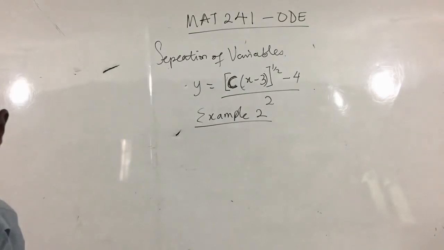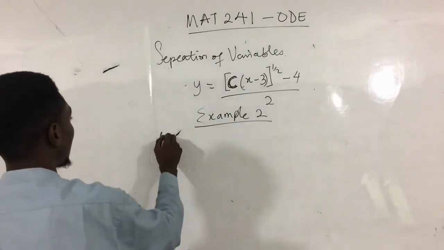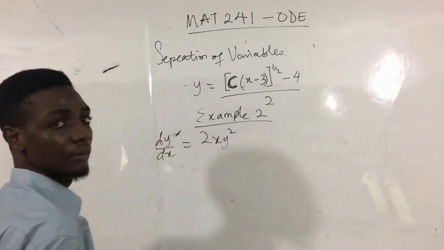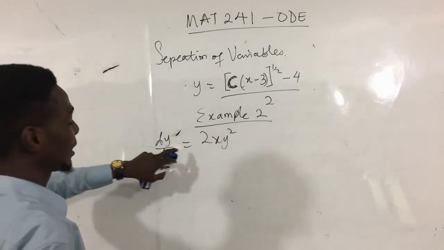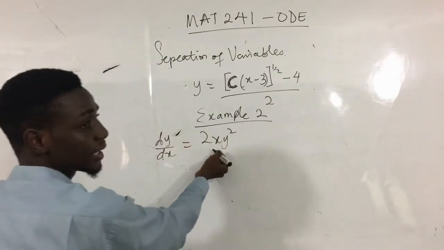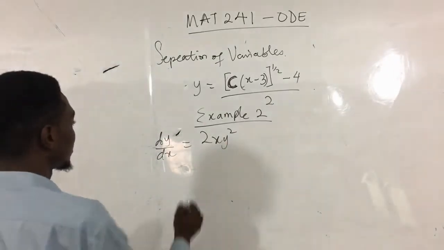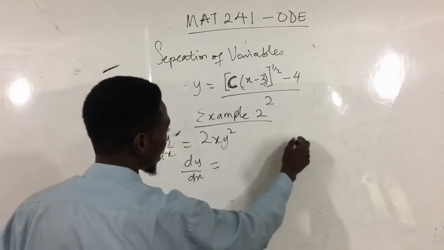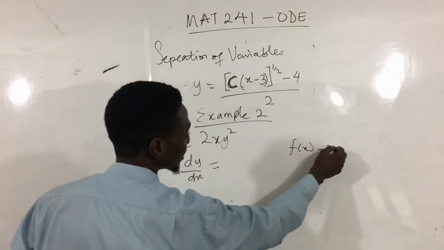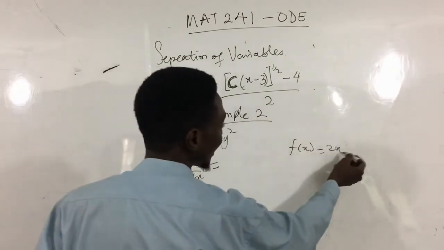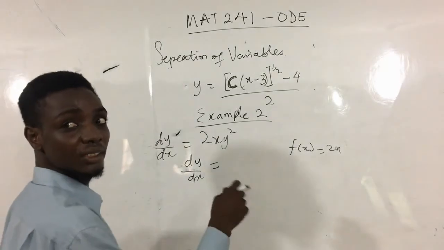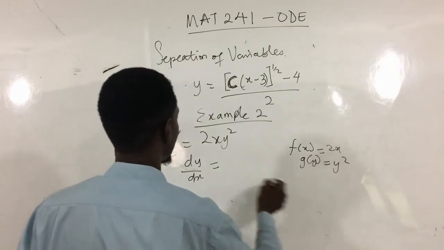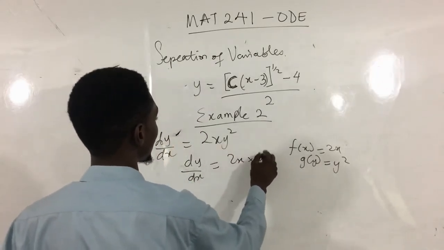We have dy/dx equals 2xy squared. Okay, so dy/dx equals 2xy squared. So we want to express it as dy/dx equals f of x times g of y. Now our f of x is what? 2x. Okay, you can't get 2x with any other term from x. You don't need more than x to get it. Okay. And then g of y equals what? y squared. So that's 2x times y squared.